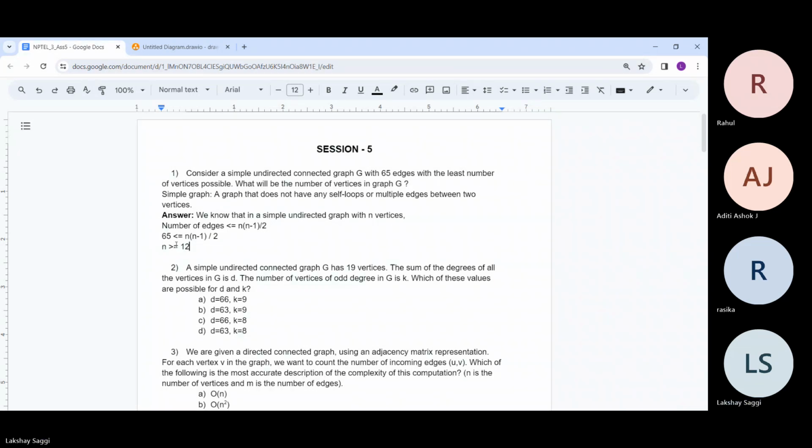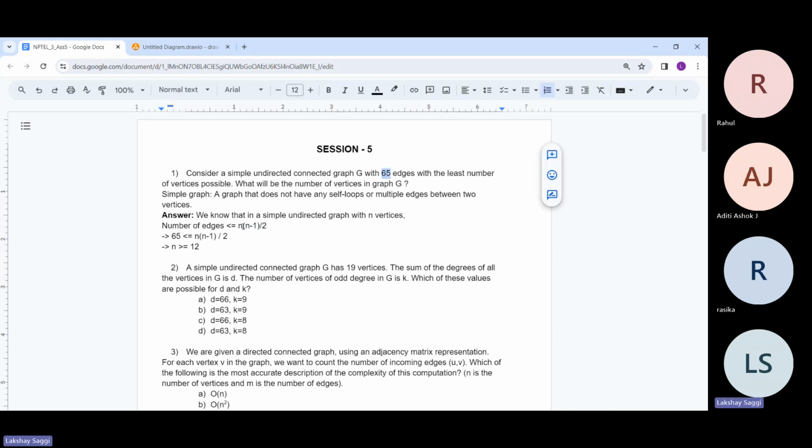So the number of edges is less than or equal to n times (n minus 1) by 2, and this implies that 65 is less than or equal to n times (n minus 1) by 2. From this, we get that n is greater than or equal to 12. You can see for yourself that at 12, the value of n times (n minus 1) by 2 will be 12 times 11 by 2, which is 66. So 66 is greater than 65.